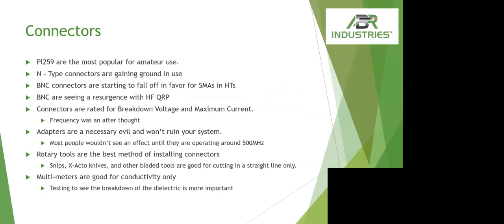So here's a high-level summary of connectors. PL259s are by far the most popular. N-types are gaining ground in their use, but still not very commonly seen below 450 MHz. BNC connectors were starting to fall off with the SMAs for the HTs. However, we're starting to see a resurgence for the QRP crowd. Connectors are rated based on breakdown voltage and maximum current. Adapters are not evil. They won't ruin your system. They are more of a necessary evil. So most people won't see any effect in their system until they get to 500 MHz.